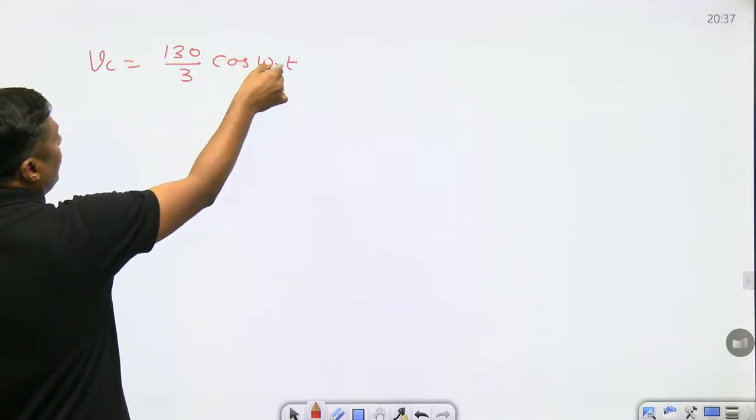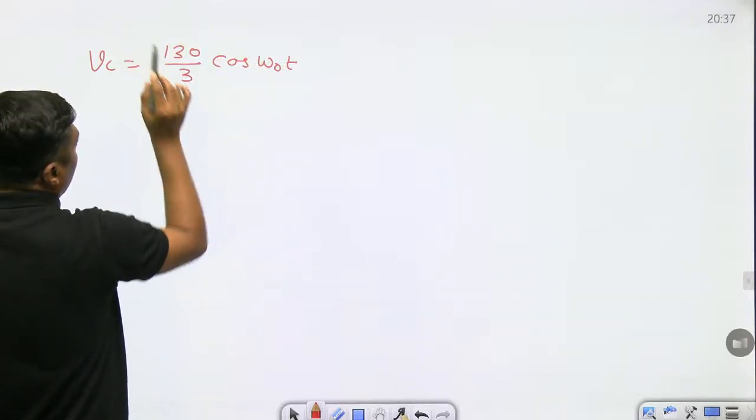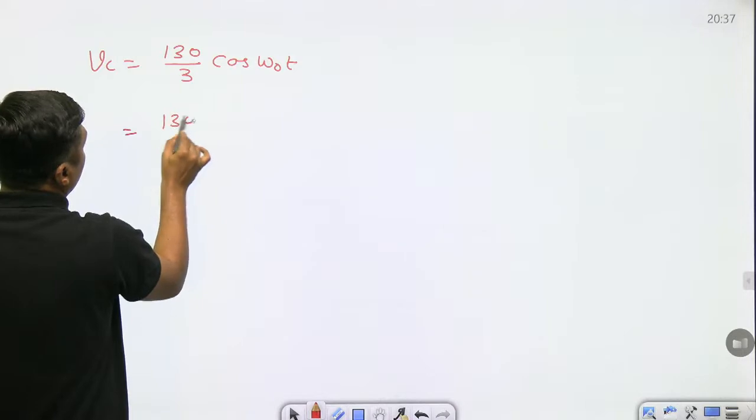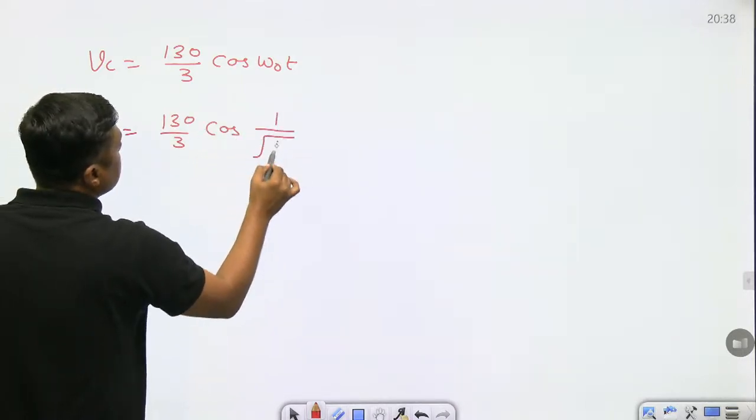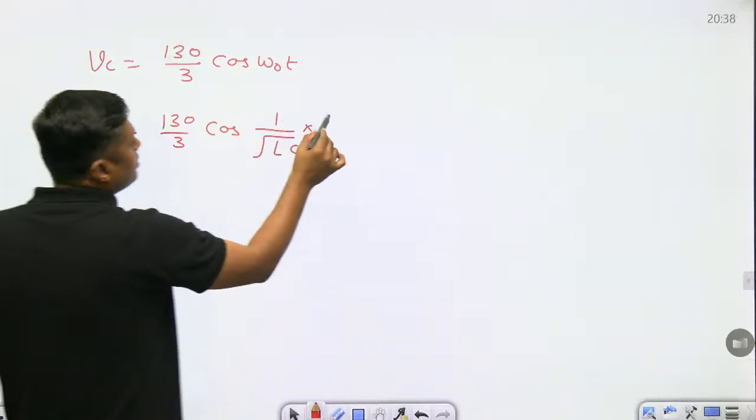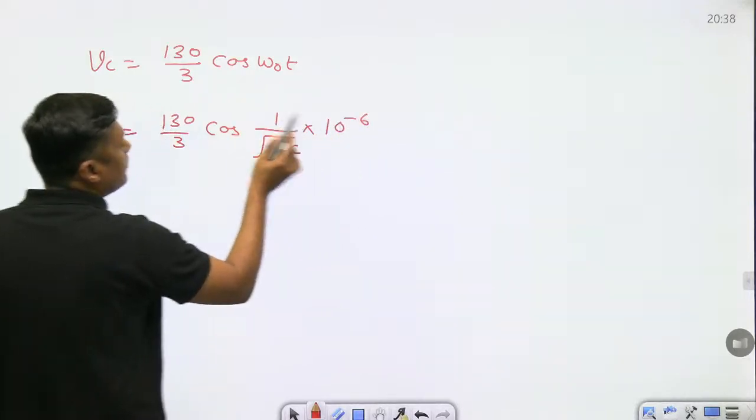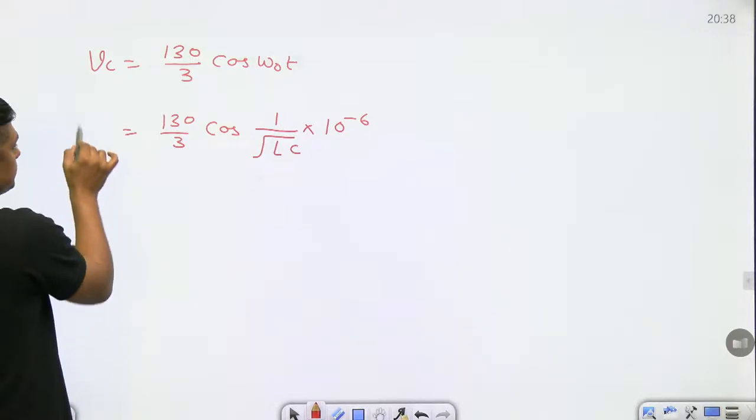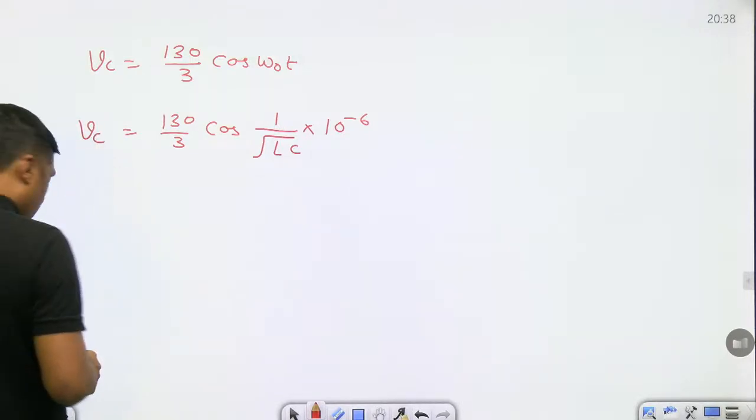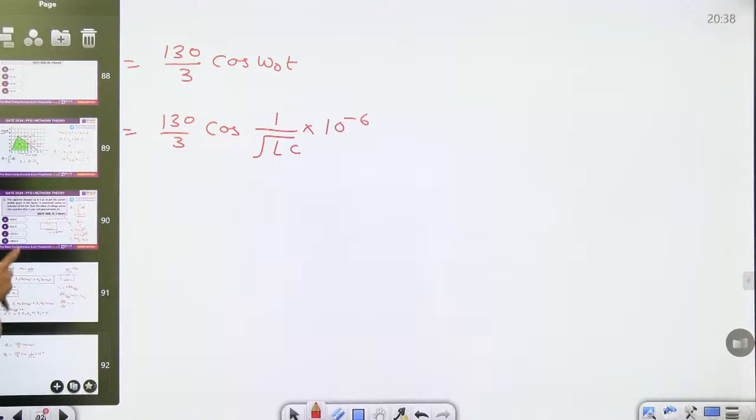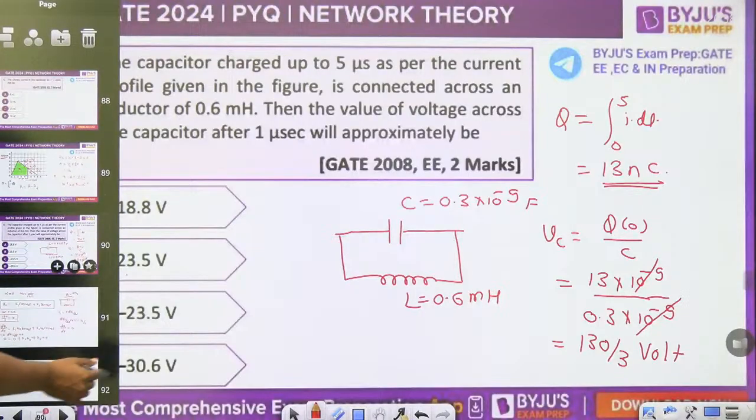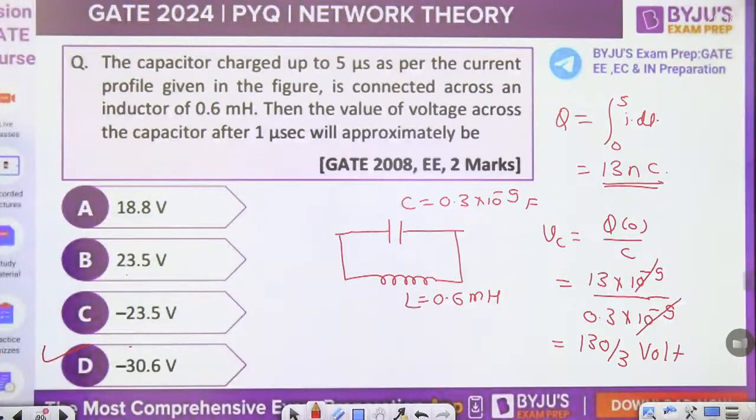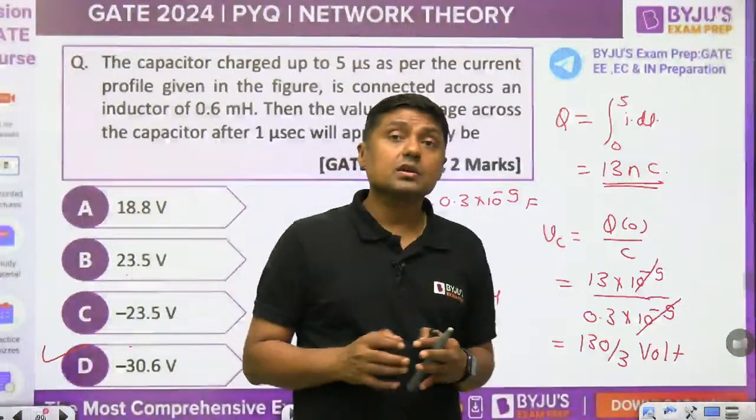My dear friend, put the value of 1 microsecond and get the value of omega naught also. 130 divided by 3 cos of omega naught, which means 1 by root over LC, and t of 1 microsecond means 10 to the power minus 6. Multiply it, get the value, and you will get the answer here, negative. Minus 30.6. Please check my calculation.